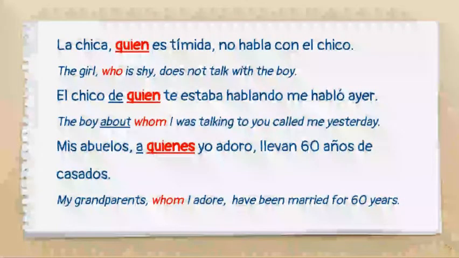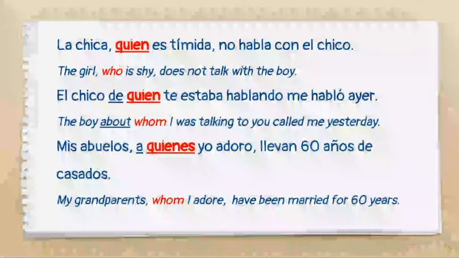Let's look at a few different ways we could use it. This first sentence, I'm giving extra information about someone. So I'll say, la chica, quien es tímida, no habla con el chico. The girl who is shy does not talk with the boy. In the second sentence, I'm using it after a preposition to say whom. So, el chico de quien te estaba hablando me habló ayer. The boy about whom I was talking to you called me yesterday.